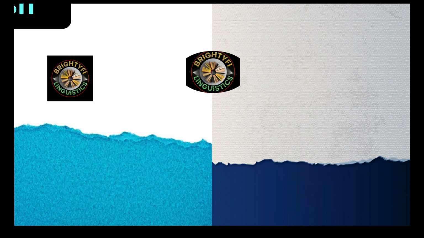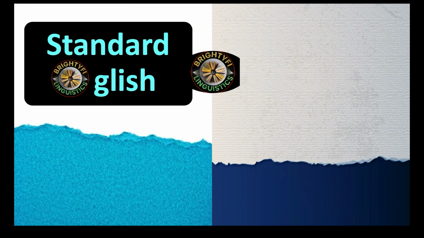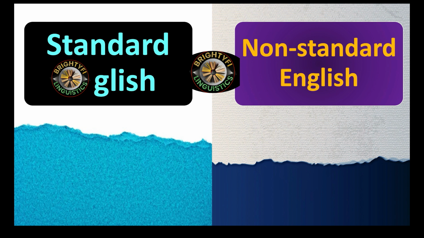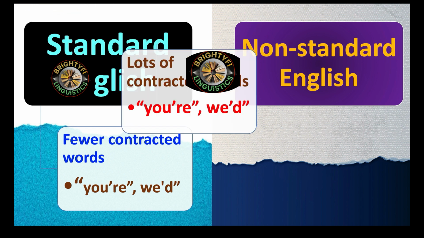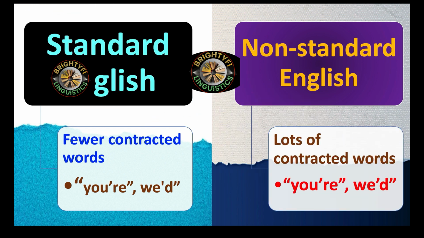We continue with the same idea about standard English and non-standard English. Fewer contracted words are found in standard English, like you are, you would. But in non-standard English, most of the time we use lots of contracted words, like you're, we'd, I'll, he's, she's, and so on.